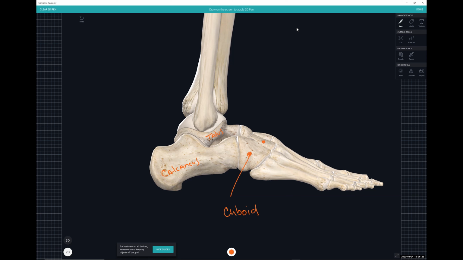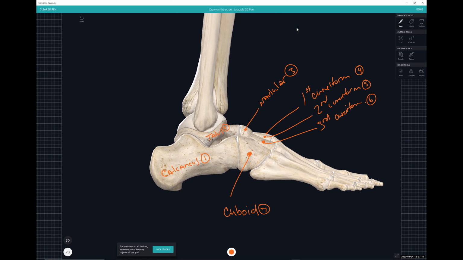And I can see a bone here and a bone here, and then the remnant of a bone way over here. Well, the one way over here from the other side is my first cuneiform, which means that this one is my second cuneiform, and this would be my third cuneiform. That makes up all of my tarsal bones. That would be my navicular. So 1, 2, 3, 4, 5, 6, and 7. The lateral view gives me the view of all the tarsal bones.